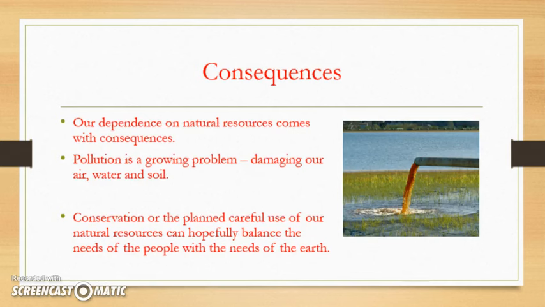All in all, there are consequences to how we deal with the environment. We are ultimately dependent on the natural resources that our earth provides. But with our dependence come consequences. Pollution is a huge problem that continues to grow. Air pollution, water pollution, erosion, and pollution of our soil, those are all issues we face on a regular basis.